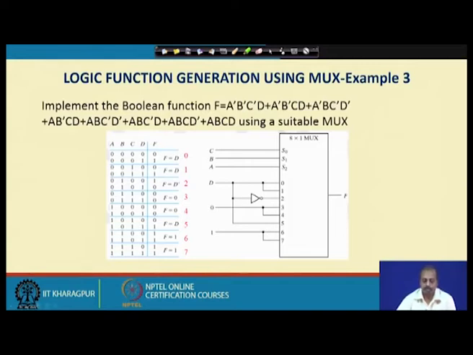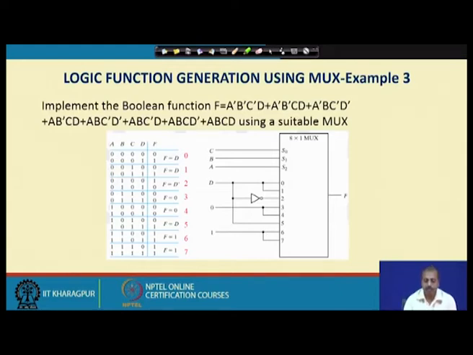So, this is another example where I have this 4 variable function: a bar b bar c bar d plus a bar b bar c d plus a bar b c bar d, plus all this, and I want to realize it. So, this is a 4 variable function. I will need a 16:1 multiplexer if I want to do it directly. If I want to realize it using an 8:1 multiplexer, then we can do it like this.